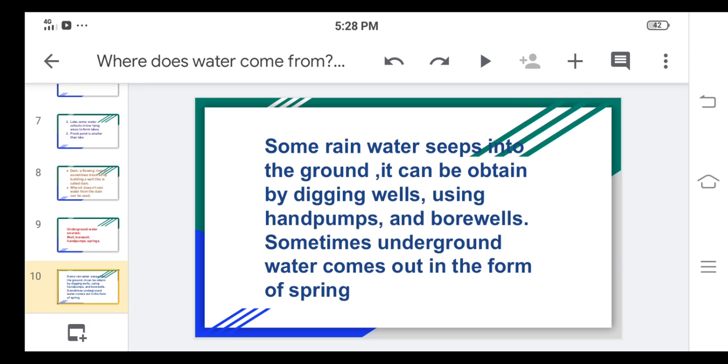Sometimes underground water comes out in the form of springs. Okay, a spring is also one of the examples of underground water. When suddenly the water comes out of the ground, we can say that there is a spring.